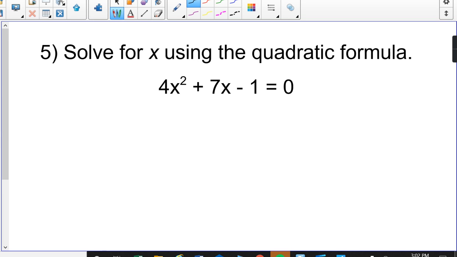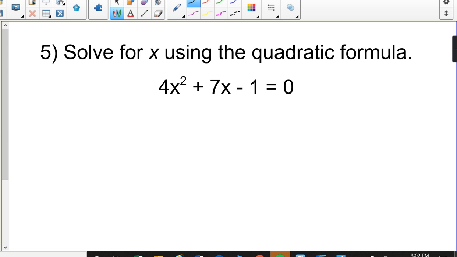Question 5. Solve for x using the quadratic formula. 4x squared plus 7x minus 1 equals 0. So in order to use the quadratic formula, we have to be familiar with the quadratic equation in standard form.